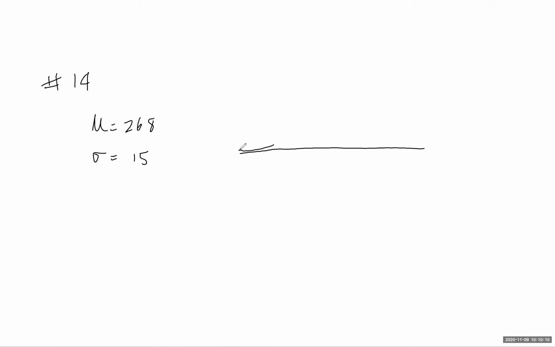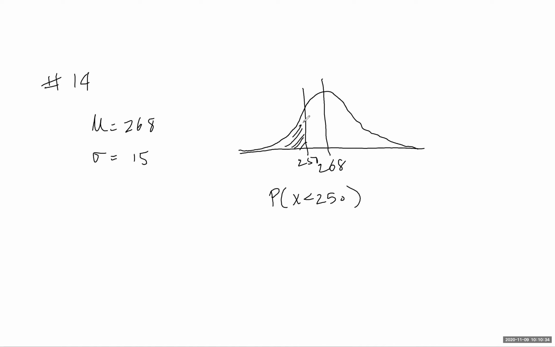So here's the normally distributed pregnancy length, and the average pregnancy length is 268. We want to know what's the probability that it lasts less than 250. So the probability that X is less than 250. 250 being over here somewhere, less than 250 is the area to the left of that.